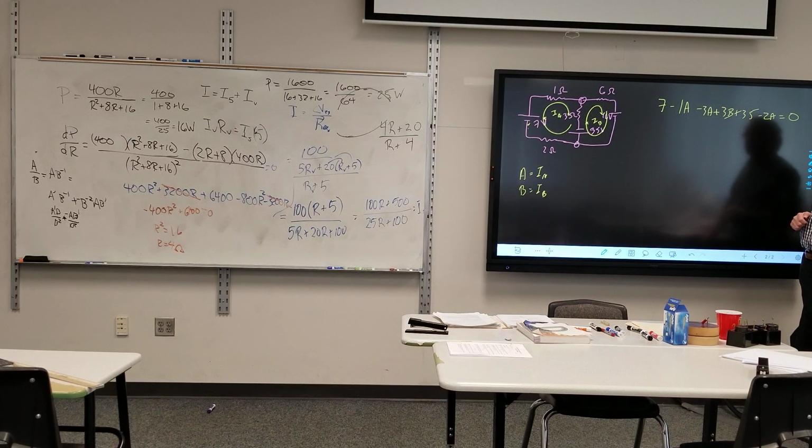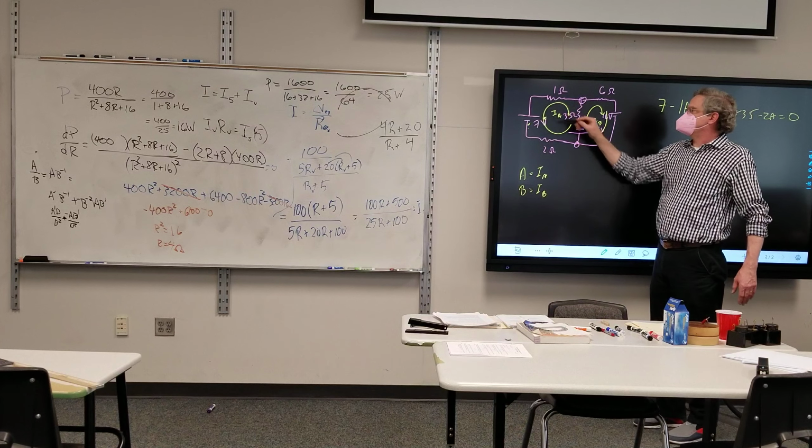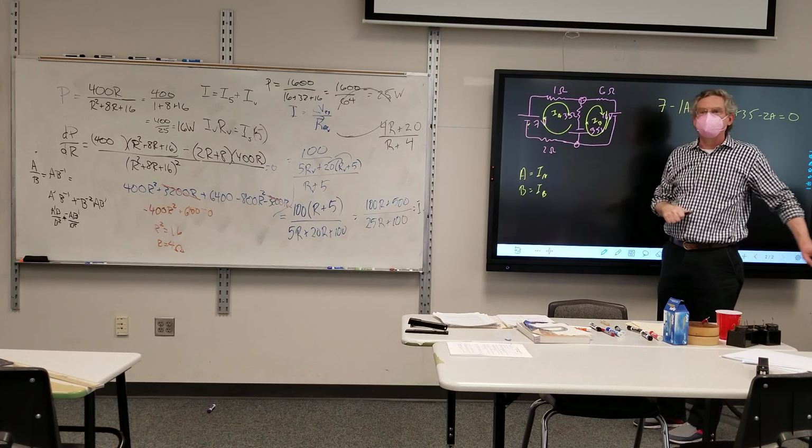For the middle, between the two junctions, is that the other one, not mesh analysis? Where you take that as a current? Oh, yeah, I have three currents. I have a current on the left side, middle, and right side.